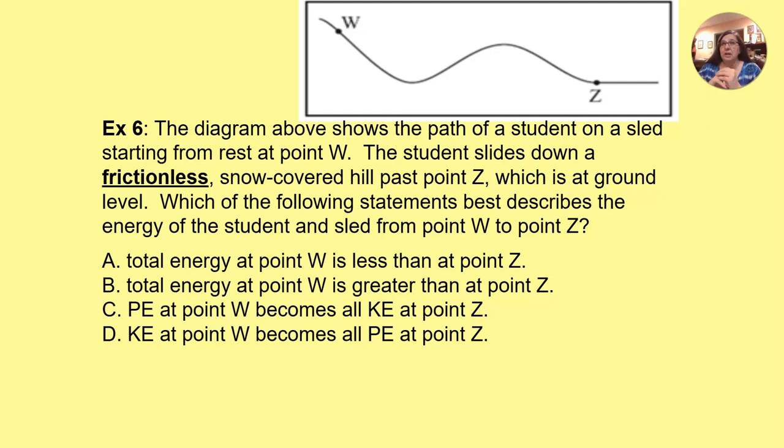The difference is going to be which one is kinetic and which one is potential. It's going to be in all one form or all the other, and we need to figure out which form it's in at which point. So when we're on a slope like up here at point W, we have all potential energy, and then that potential energy is going to become kinetic as we fall that distance from W to Z. So the answer here is C. The potential energy at point W becomes all kinetic energy at point Z.